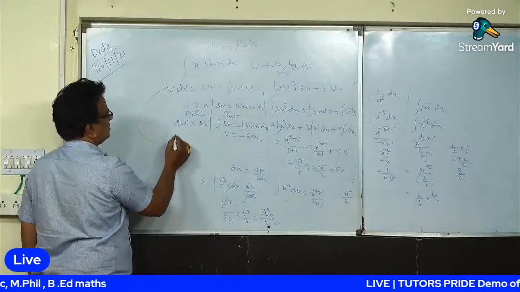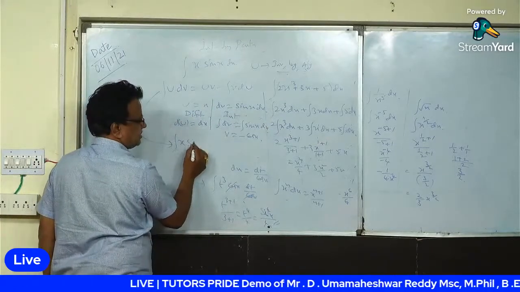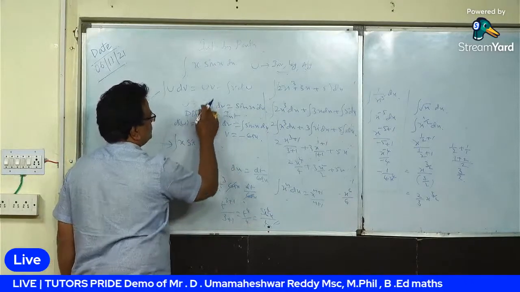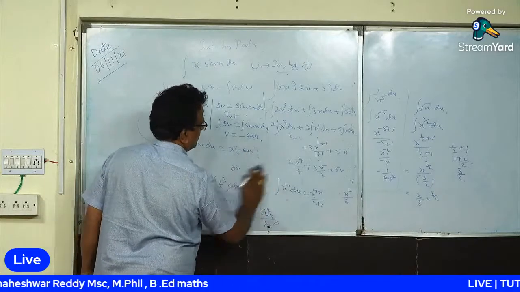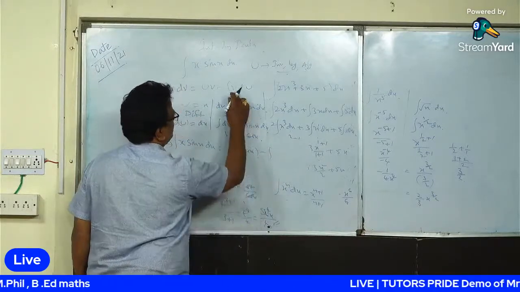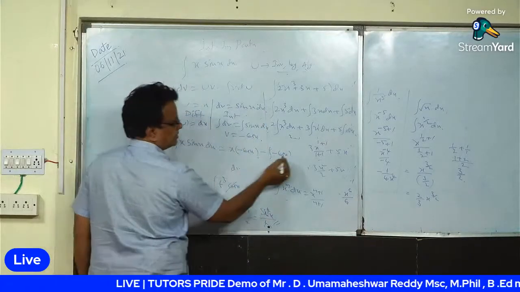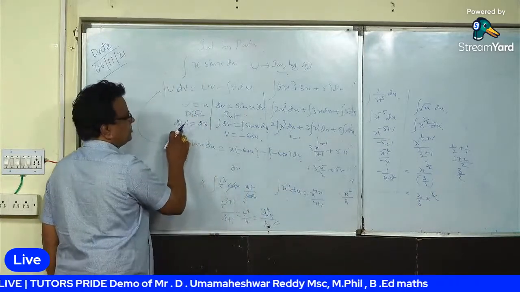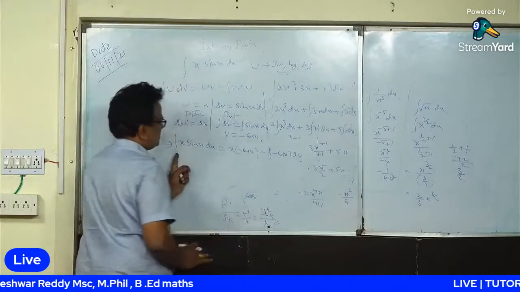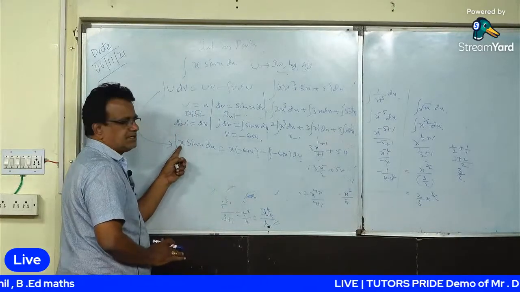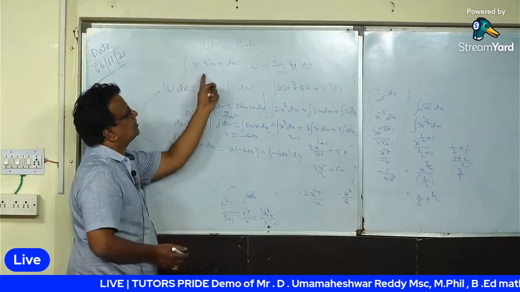When you substitute in this formula, u is x, dv is sin x dx, v is minus cos x, minus integration of v, which is minus cos x, du is dx. So u, du, v, dv are substituted in this formula. If you see, in the integration x was there, and now no x is there, x has gone. To eliminate this x, we have used integration by parts.